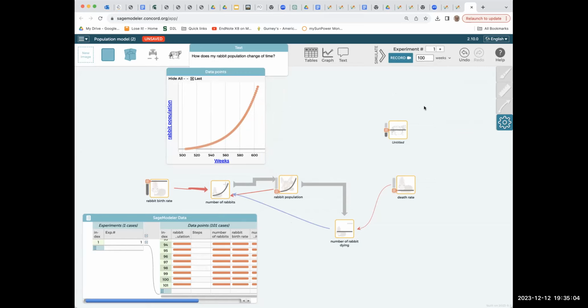And just for fun, we're going to collect one other set of data here. So I'm going to go to experiment 2. But what I'm going to do in experiment 2 is make my death rate a little bit higher. And we're just going to compare it. I'm just going to show you how you can compare things, which is kind of fun. So I'm going to record.